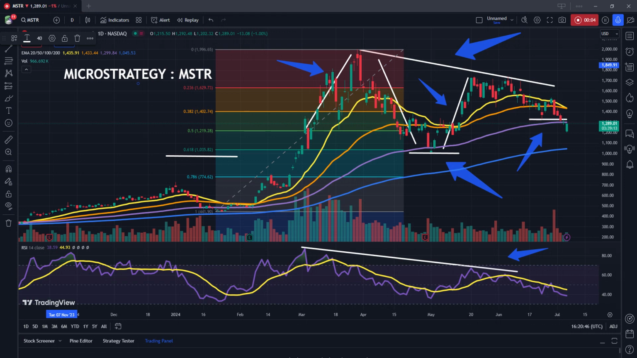Here we have the daily chart for MicroStrategy Incorporated, stock ticker MSTR. Here we can see that the stock is trading under some fairly significant selling pressure, but if you've been watching my videos, you know that this is nothing new. I've been calling for this for quite a while now.